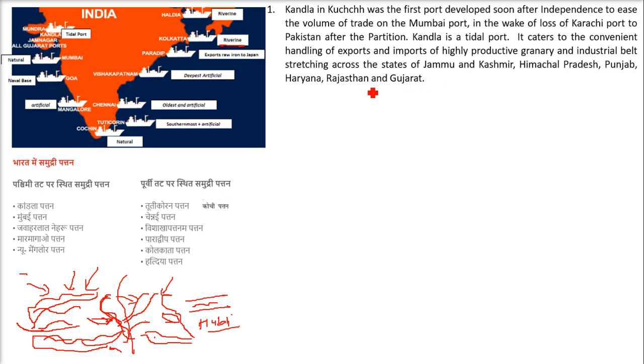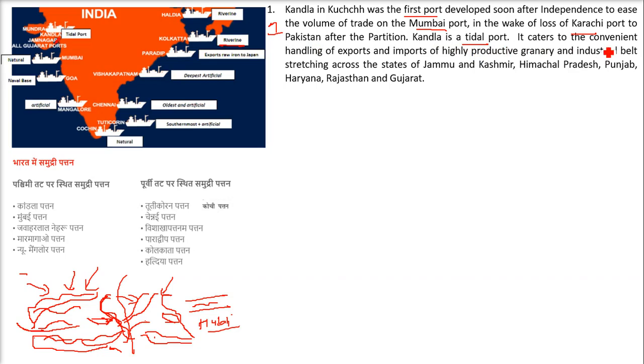So I'll start with Kandla. Kandla is in Kutch. Kandla in Kutch was the first port developed after independence. Why? Because Mumbai port was full, as a lot of trade was going through Mumbai port. We needed to ease out Mumbai port, because we had already lost Karachi port after partition to Pakistan. So that is how Kandla came into being.